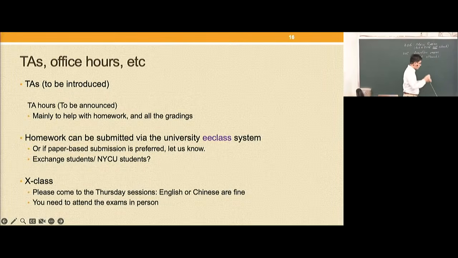And X class, I've mentioned that. If you're in the X class, please come to the classroom. Oh, this is important. If you're in X class, please come to the Thursday sessions because they account for your grades, right? So if you cannot come to a Thursday session, that will hurt. Okay, that really will hurt. And also, let me mention again, you need to attend the exams in person, right?